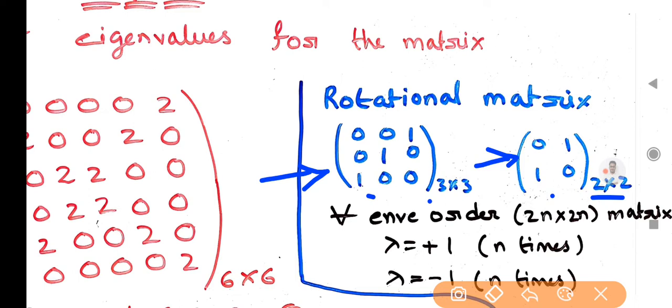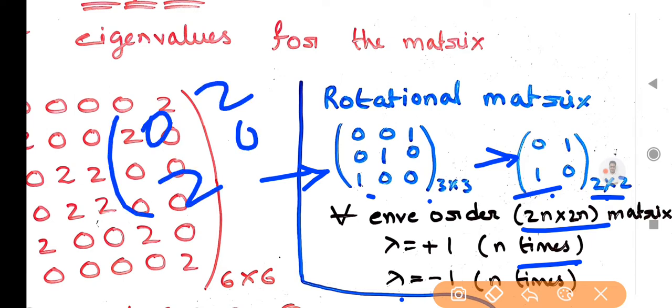For even order 2n, such that a 2n cross 2n matrix, if n equals 1, then 2 cross 2, n equals 2, then 4 cross 4. Okay. So lambda equals +1 for n times and lambda equals -1 for the remaining n times. If the non-zero entries are 2, then lambda equals +2 for 1 time, lambda equals -2 for 1 time for this matrix. Okay, if the matrix looks like this, 0, 2, 2, 0, then lambda equals +2 for 1 time, lambda equals -2 for the remaining 1 time. Okay.